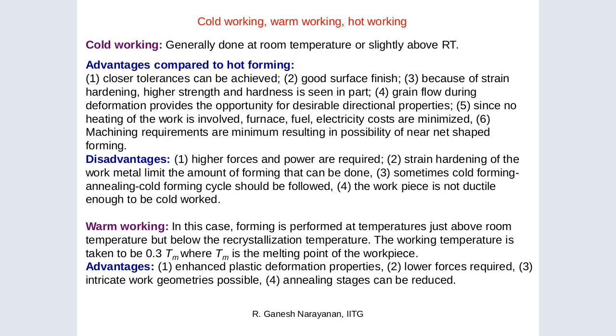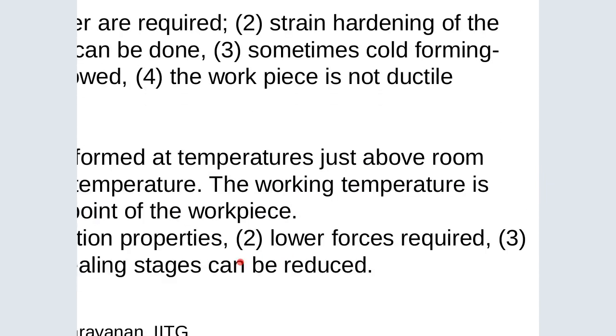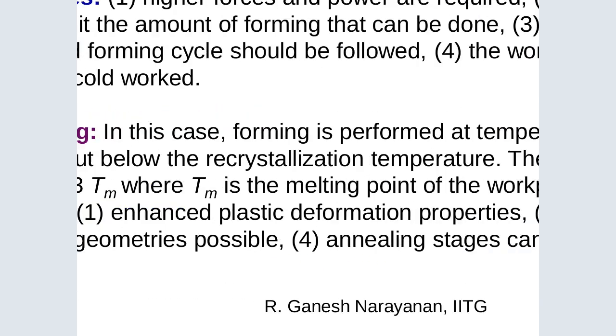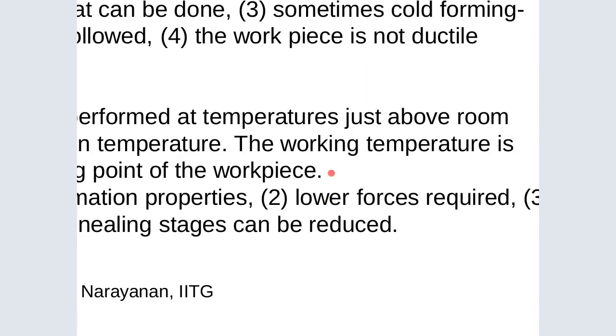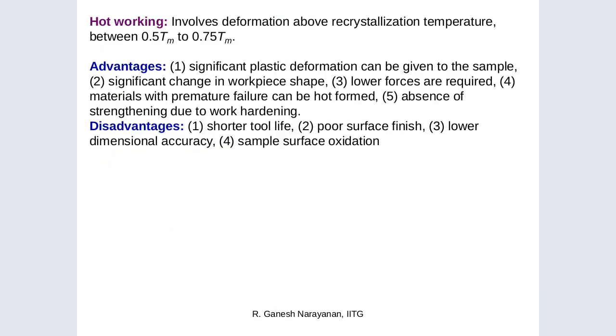So what are the advantages of the warm working metal forming process? Number one, it enhances plastic deformation properties. Number two, it lowers the forces required for the forming. Number three, it allows more intricate work geometric possibilities. Number four, annealing stages can be reduced. So that is the warm working environment.